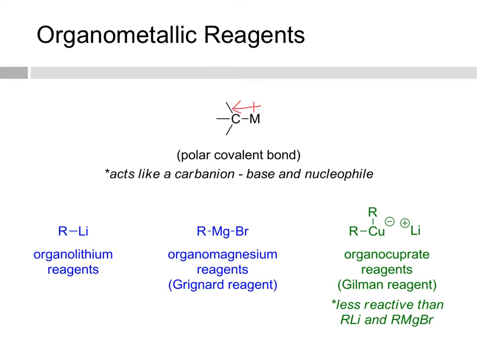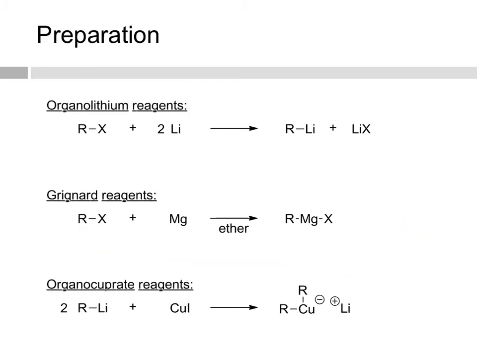The three types of organometallic reagents that we will look at are organolithium reagents, where there's a carbon-lithium bond, organomagnesium reagents, also called Grignard reagents, where there's a carbon that's bonded to a magnesium and bromine, and organocuprate reagents, also known as Gilman reagents, where it's a carbon bonded to a copper. Gilman reagents are less reactive than organolithium and Grignard reagents.